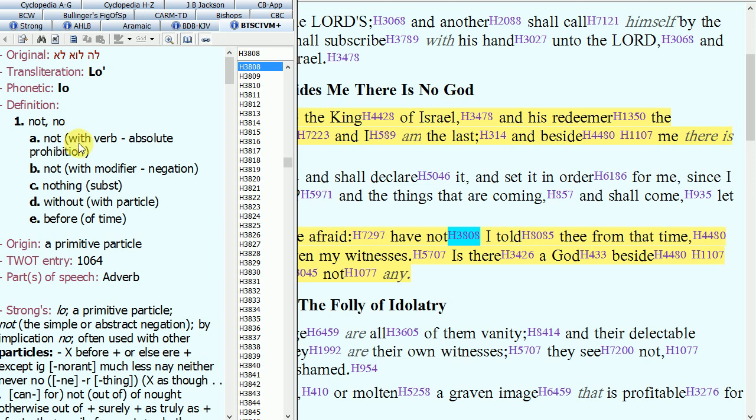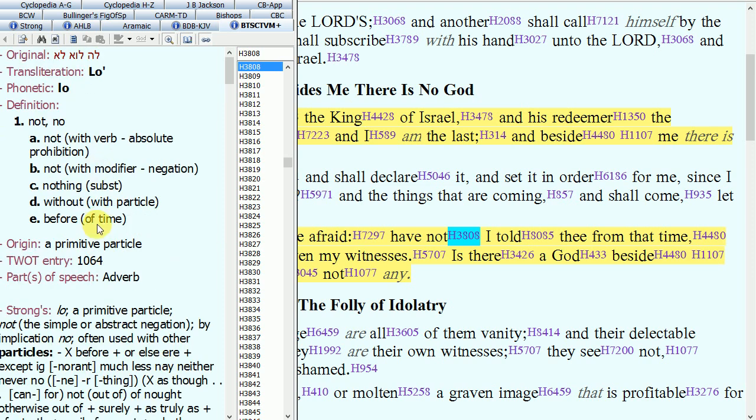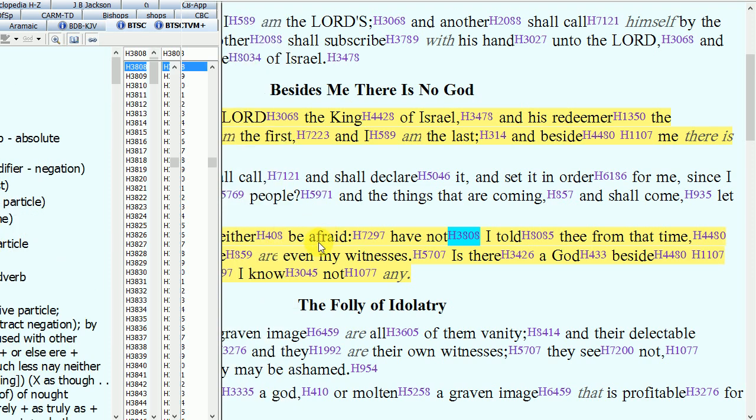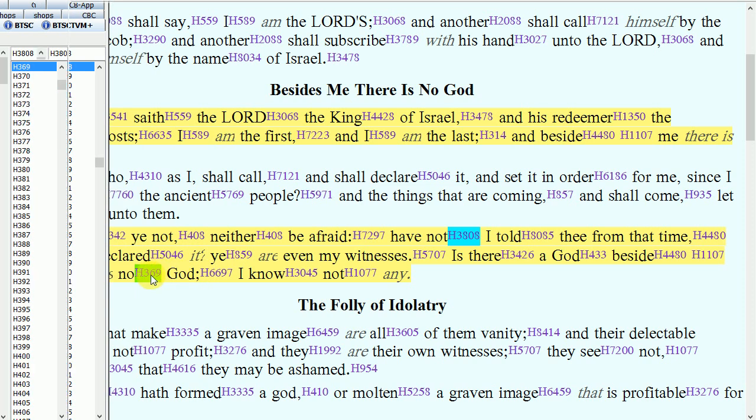There is one question which I have left unsolved, but I believe I've got a very good explanation for it. And if you speak Hebrew, you might be able to solve it without me. But so this is not absolute prohibition. So there's absolutely none with modifier negation, the negative, without or before time. So not. This is our most common use for the word. And then this, we would commonly use none. But none doesn't always work, so we also use no.